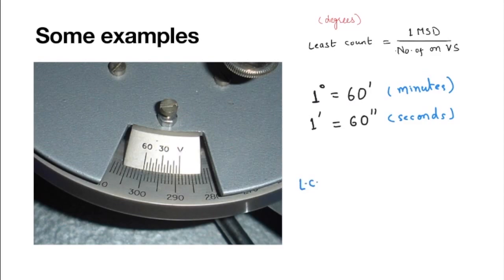Least count LC equals 1 main scale division, which is 1 degree, divided by the number of divisions on the vernier scale. This is vernier 0, so 2, 4, 6, 8, 10, 12. This particular spectrometer has 12 divisions on the vernier scale. Number of divisions on the vernier scale is 12 and 1 degree is 60 minutes, so we can rewrite it as 60 by 12. That means its least count is 5 minutes.